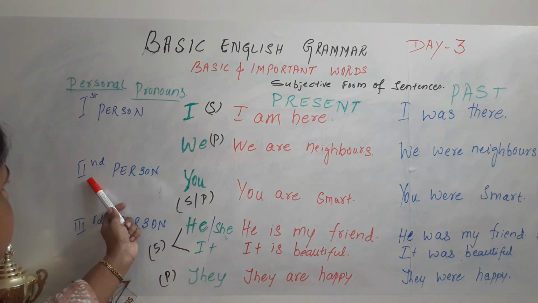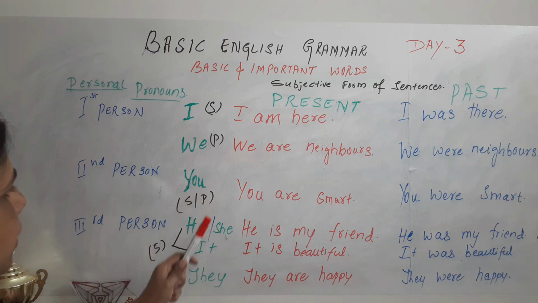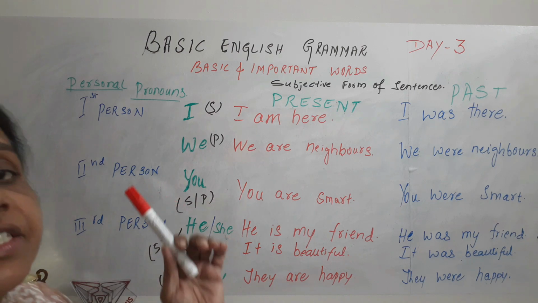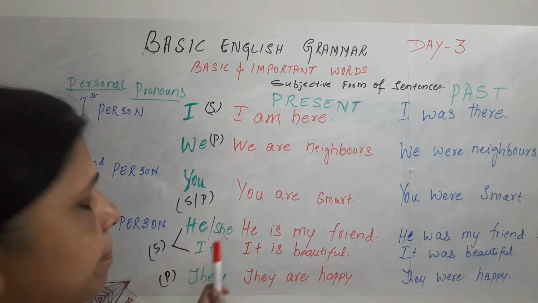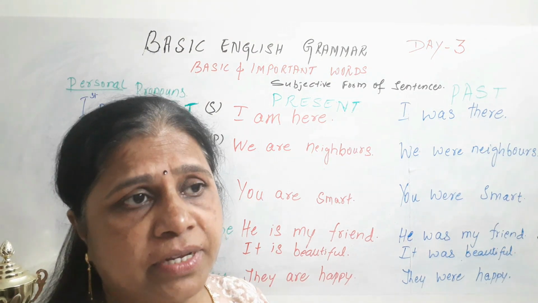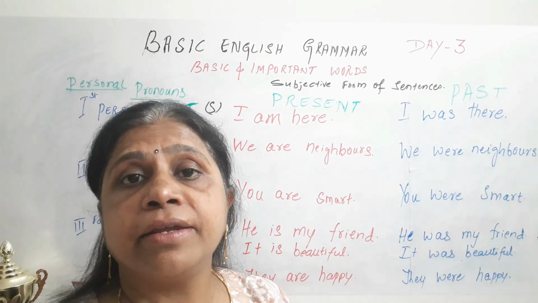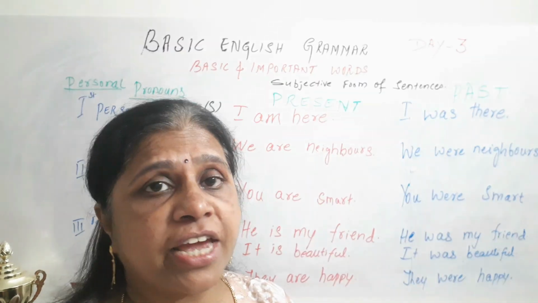This is about second person, you. Coming to third person, we use he, she and it for singular. The single person, one person: he, she and it. It can be used for anything or any animal, bird. We can use it.